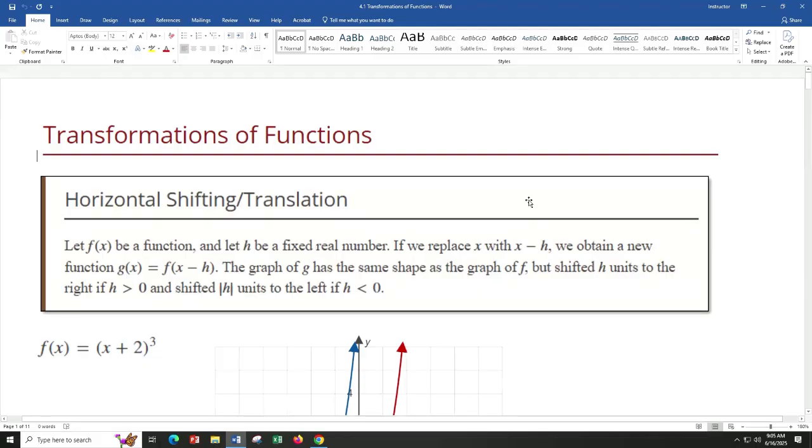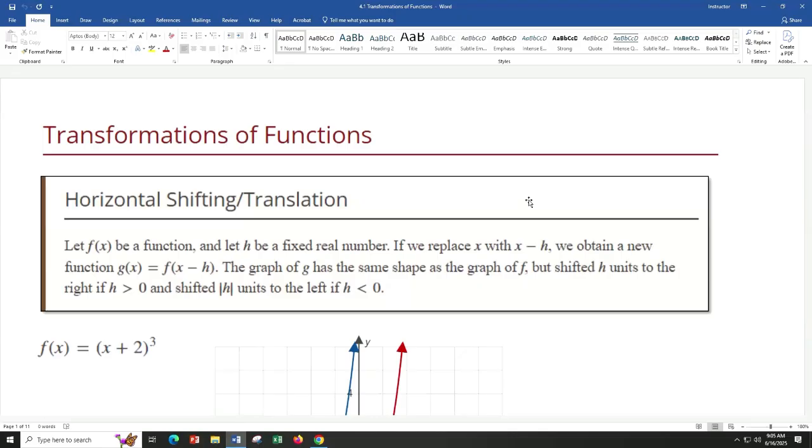Transformations of functions. Now we're going to get away from base functions, and you're going to start learning how to move them up and down, left and right, squish them, turn them, flip them, or just to be able to notice that's what happened to them.